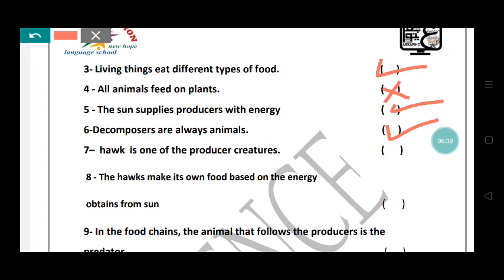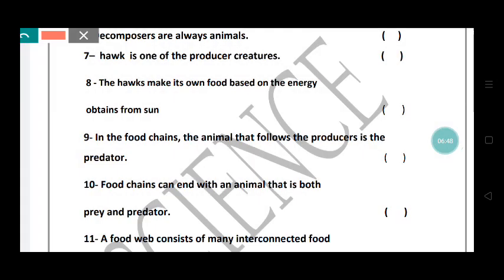Hawk is one of the producer creatures. No. The hawk doesn't make its own food based on the energy obtained from the sun. False. In the food chains, the animal that follows the producer is the predator.